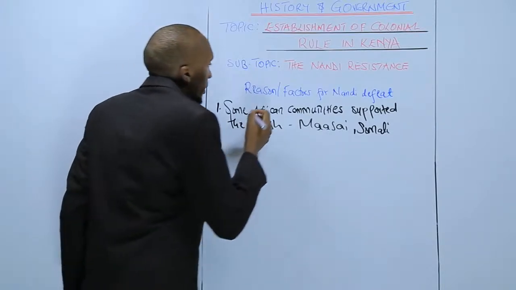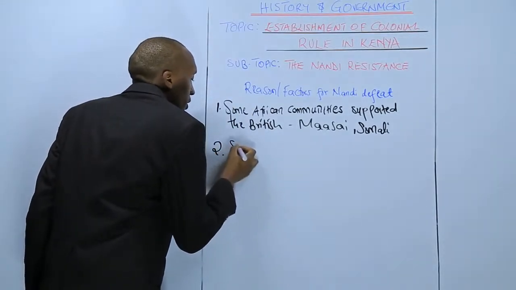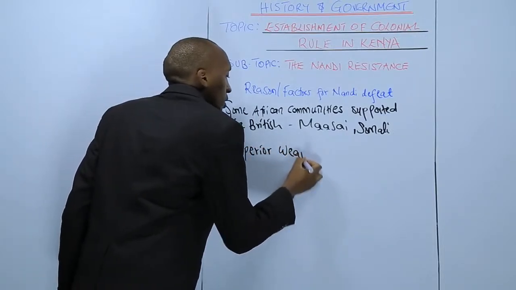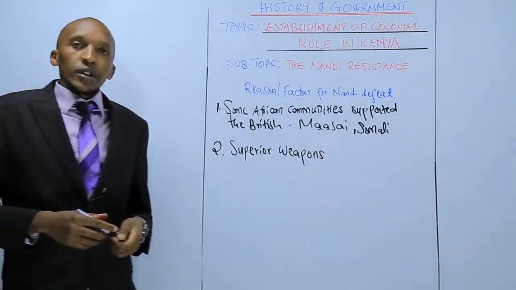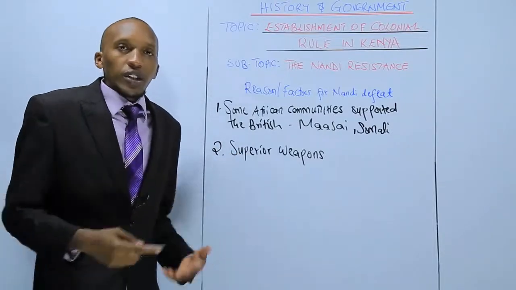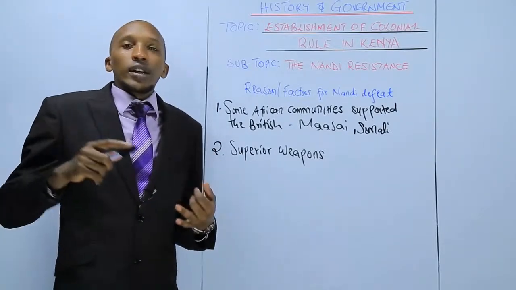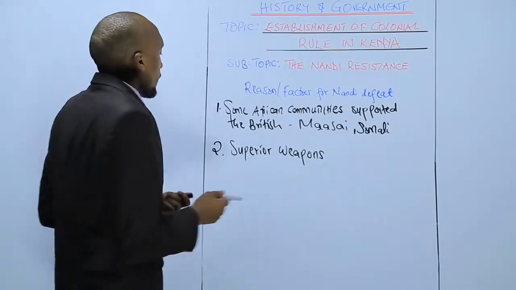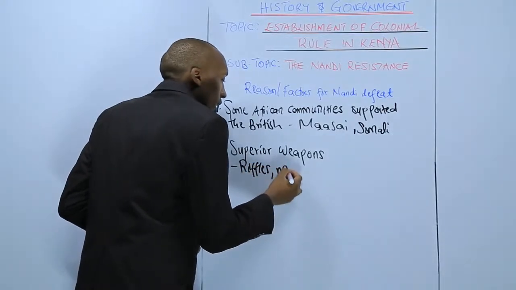Then the other factor was the British had superior weapons. The British had superior weapons. The Africans or the Nandi were using rudimentary arms. They used arrows, they used daggers, they were using spears, as opposed to the British who were having rifles and machine guns.